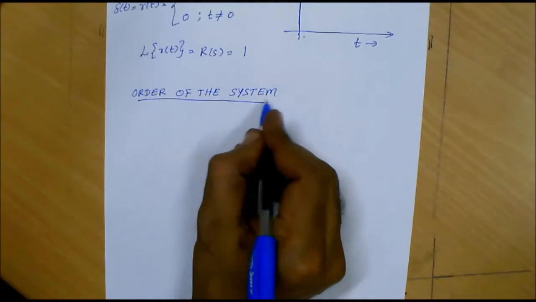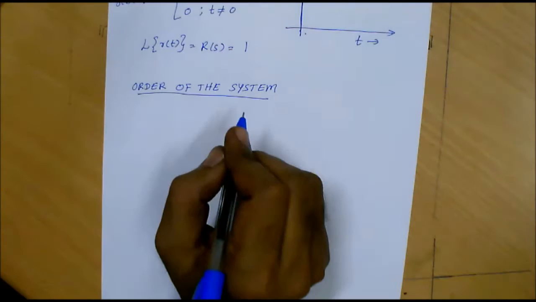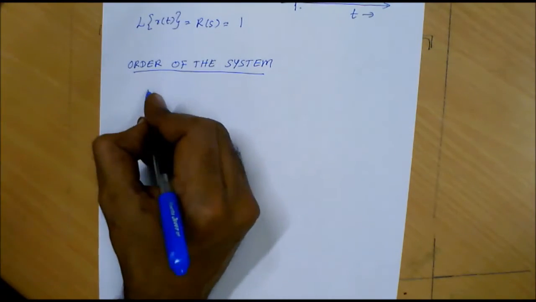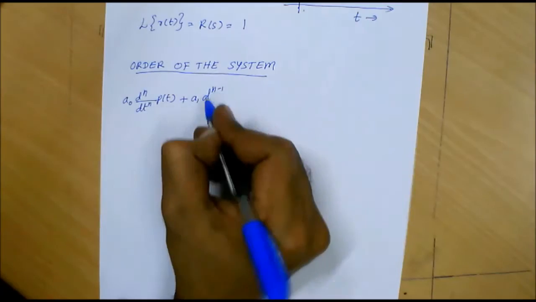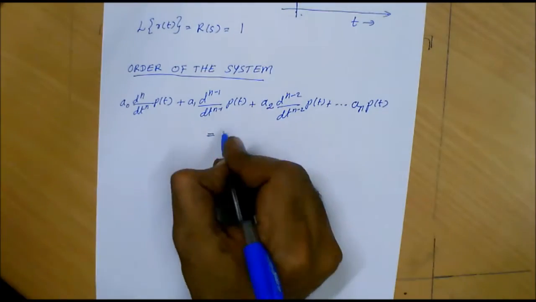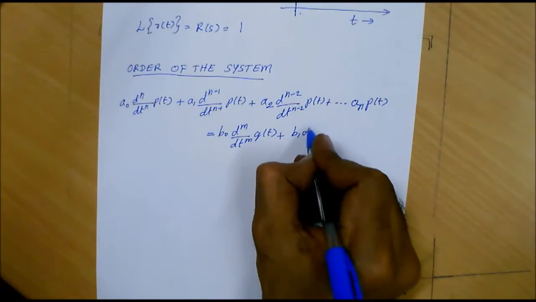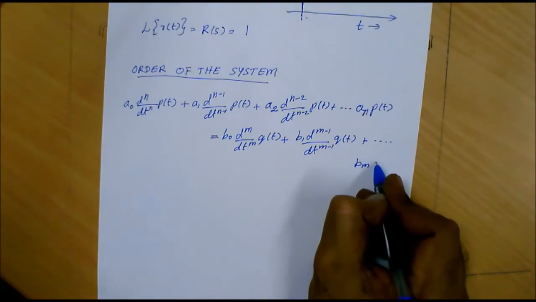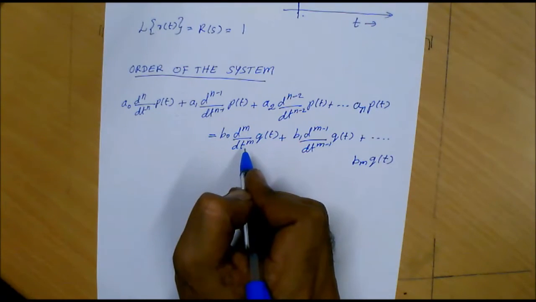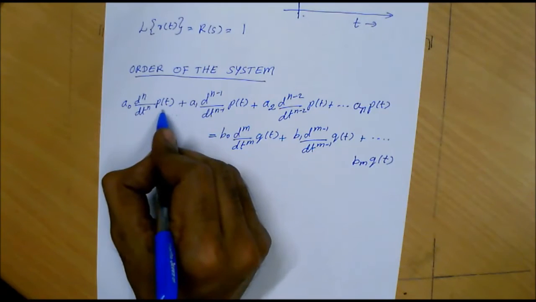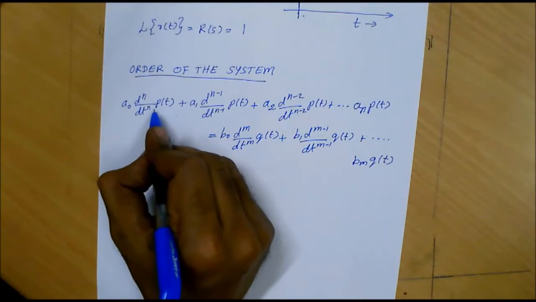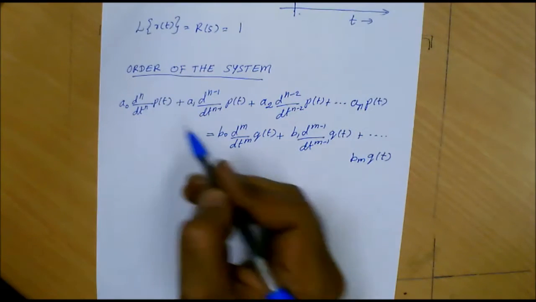Next, let us see order of the system. How to define the order of the system? Input-output relationship of a system can be related by using nth order differential equation like this. This is the generic form of this nth order differential equation that relates the input and output of the system. Here in this equation, P of t is the output of the system and Q of t is the input to the system.